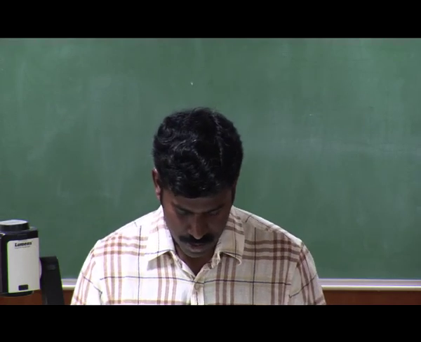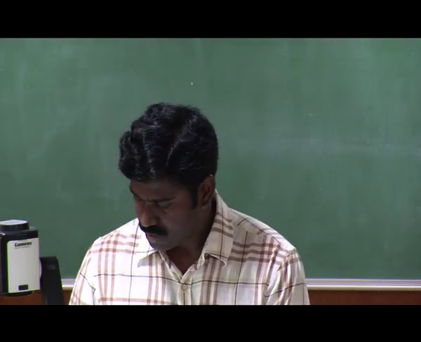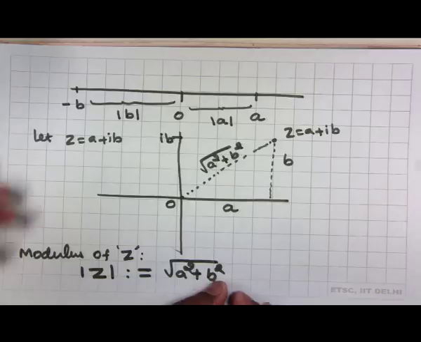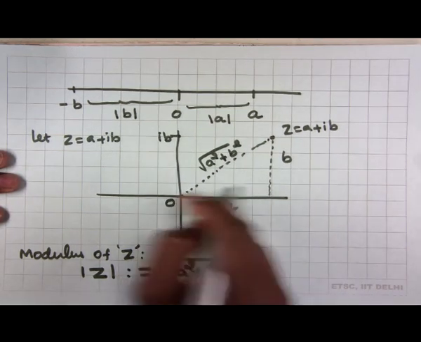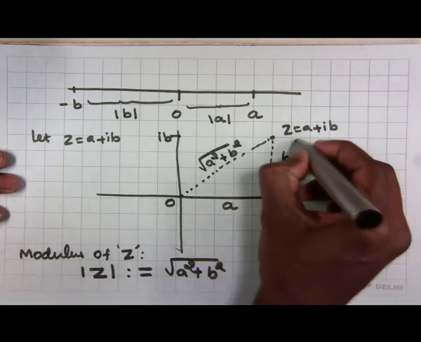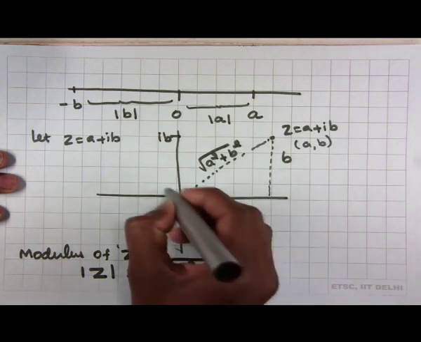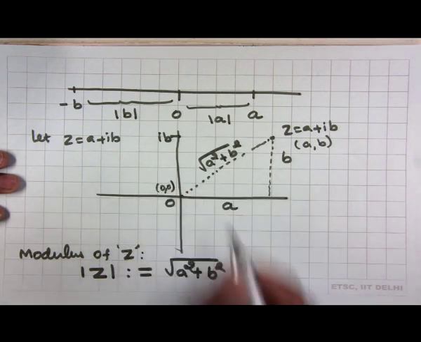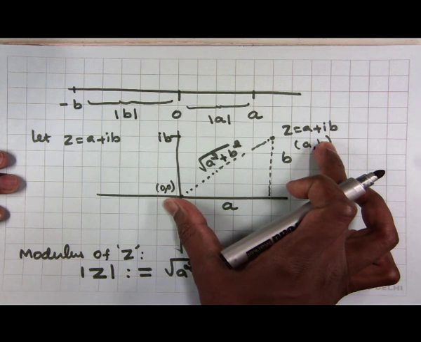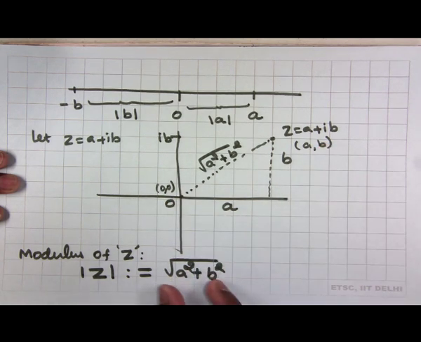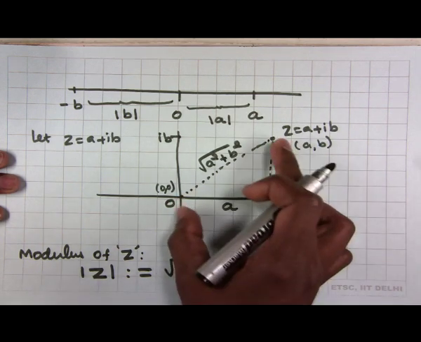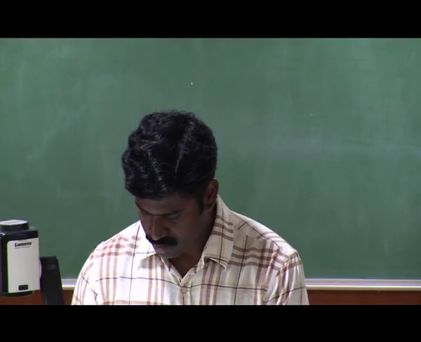Now, what we observe immediately is that it is always a non negative number, and one more point. If we see the association to the R2 plane, then this point we know is a comma b, and this point we know is 0 comma 0. Then the distance between these 2 points, which is given by the Euclidean distance, also coincides with what we have written. Okay. So, it is consistent with the association with the R2 plane.